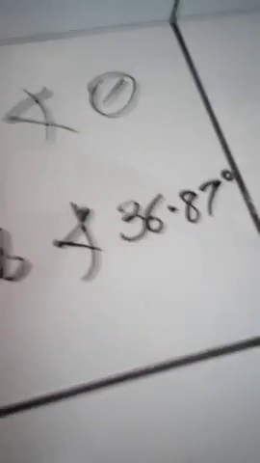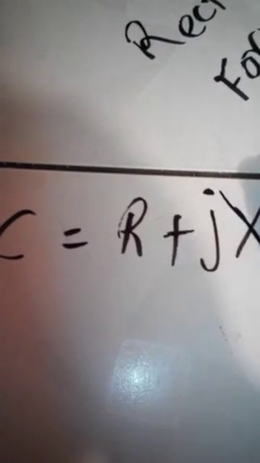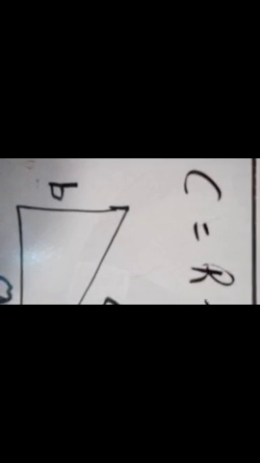And the rectangular form is equal to, say, C is equal to R plus jXL on the imaginary plane. And remember, this formula is derived by Pythagoras theorem, where C, which is the hypotenuse, is equal to A plus B, right? So we'd have C, which is impedance, equal to A, which is resistance, and B would be equivalent to XL.